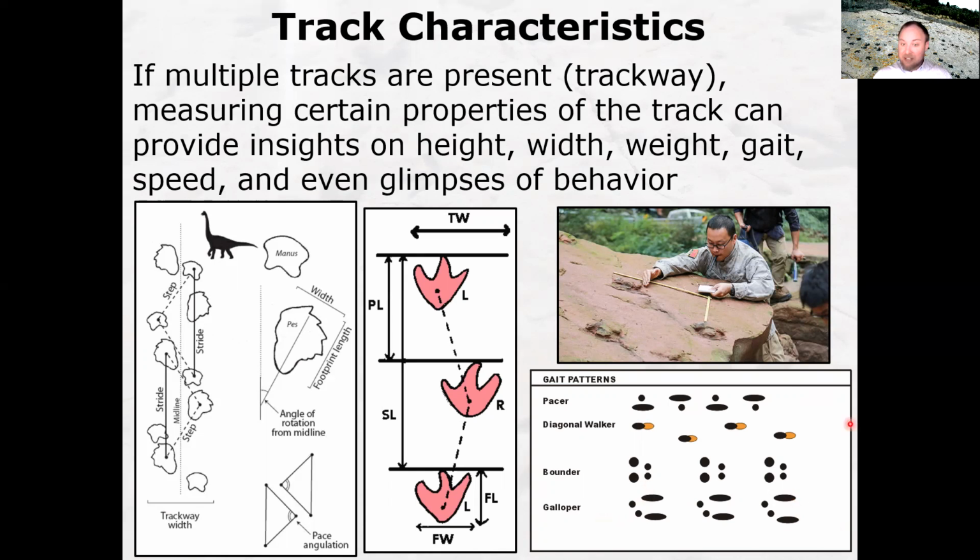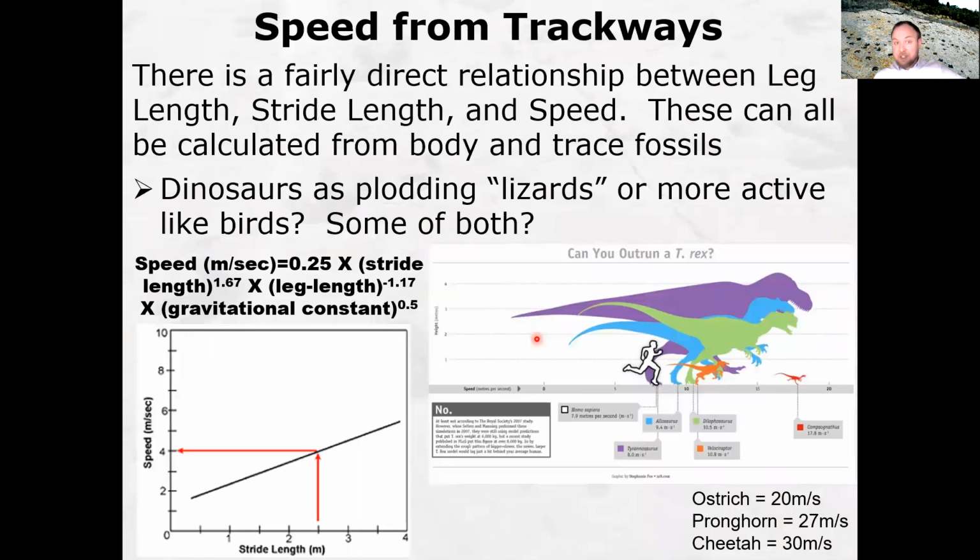So you can tell a lot from the geometry of the track about how they're walking, and also the speed. So how fast are they moving? You can also tell by the indent. Is it just the toes? That might mean that the animal is running. If you see more of the foot impressed in there, that means that it's probably moving along fairly slow. So let's talk about speed.